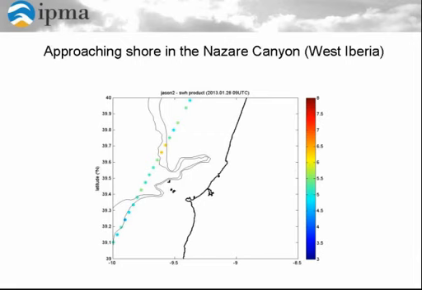So approaching shore in the Nazaré Canyon, you have a canyon structure. Here you have the isobaths, the 200 and 500 meters. Well, and this is the Nazaré Canyon, which is an undersea canyon, and that ends in Nazaré Beach. And next we will look at this canyon from here, at the surface level.